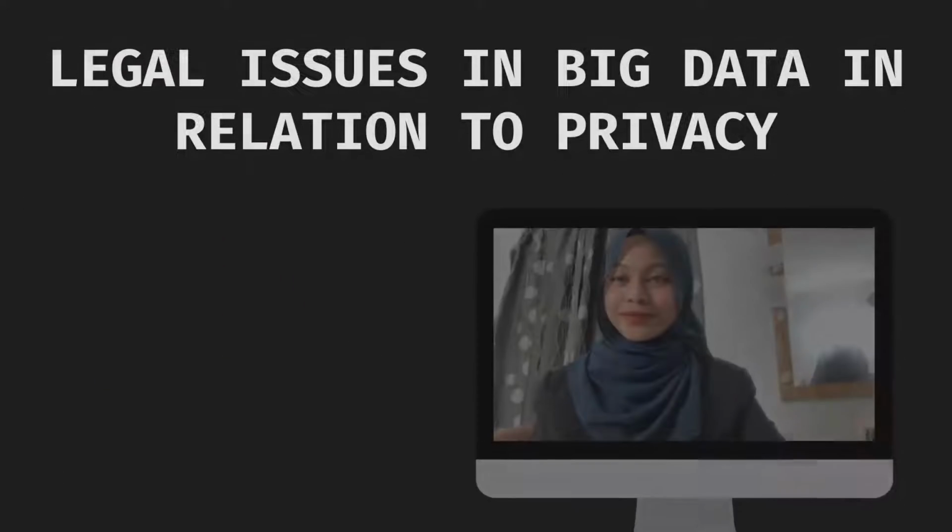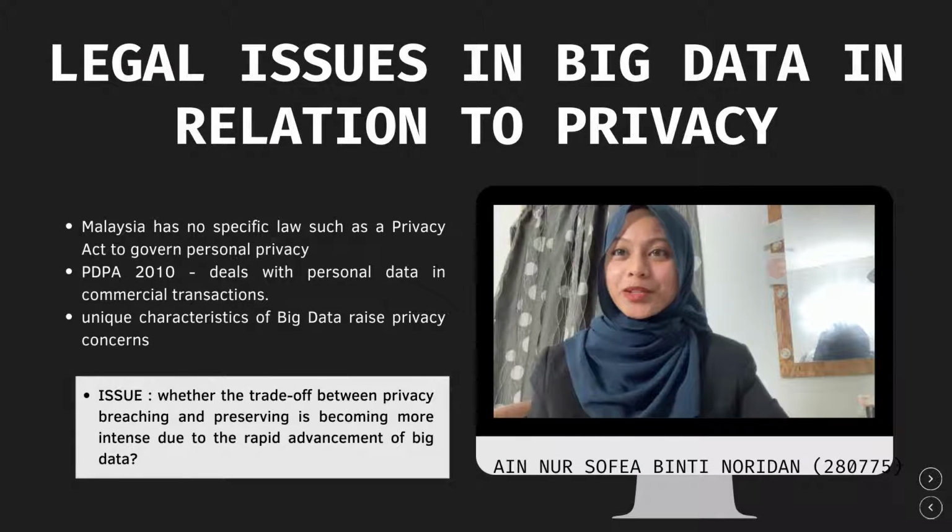My name is Ainur Sofia Betty Noridan. My metric number is 280775. I will be explaining about big data in relation to privacy. Malaysia has no specific law such as a Privacy Act to govern personal privacy, except for the Personal Data Protection Act 2010, PDPA 2010, which regulates the processing of personal data in commercial transactions.